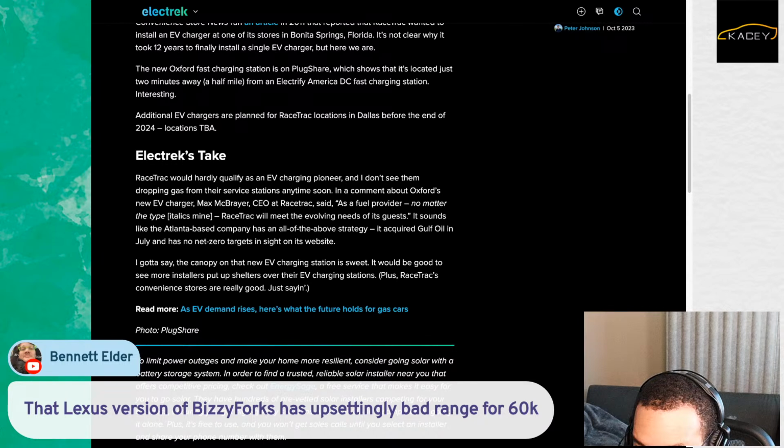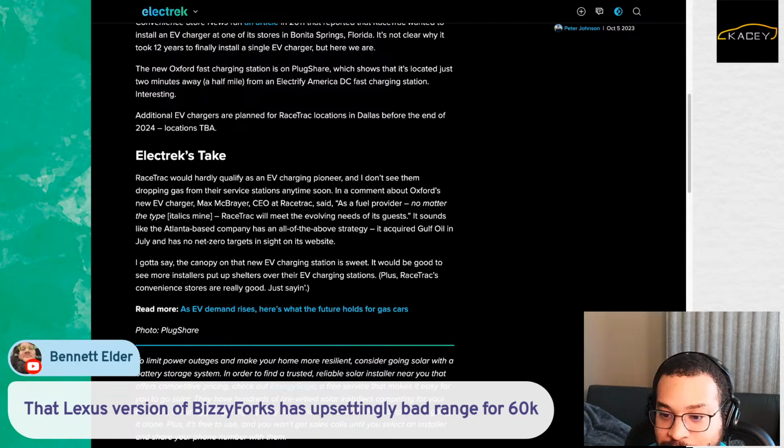In a comment about Oxford's new EV charger, Max Brayer, CEO at Racetrack, says, "As a fuel service provider, no matter the type, Racetrack will meet the evolving needs of its guests." It sounds like the Atlanta-based company has an all-of-the-above strategy. It acquired Gulf Oil in July and has no net zero targets in sight on its website.